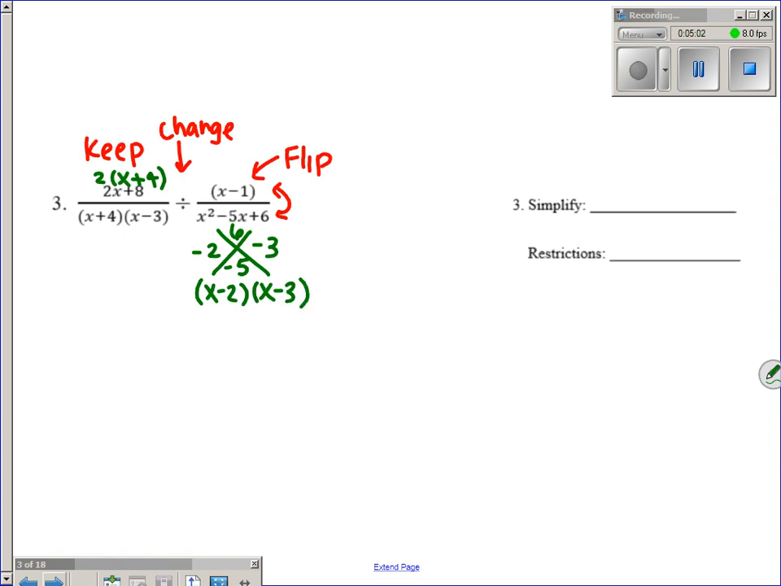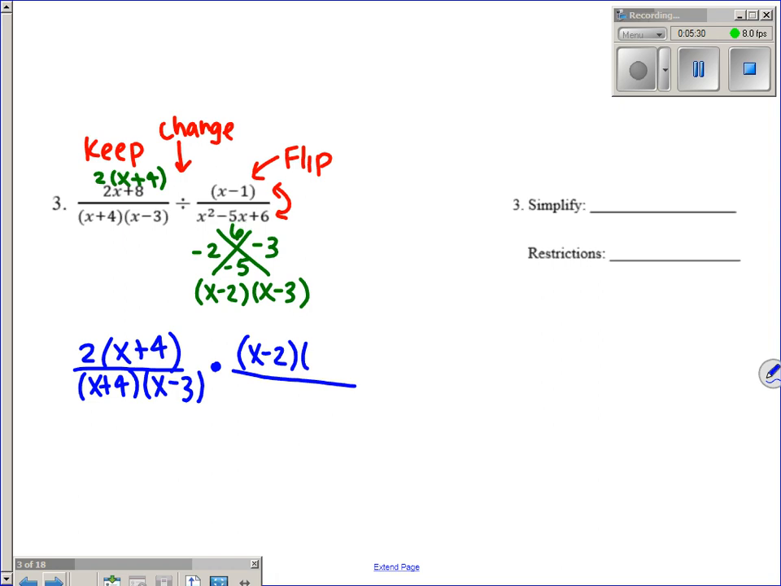Now, since I have so much written right here, I'm going to rewrite this to where it looks better. So in the numerator, I had 2x plus 4. Then I had x plus 4, x minus 3. I'm supposed to change my sign to multiplication and then flip the next one. So since on the denominator I got x minus 2, x minus 3, that's going to become the numerator. And then my x minus 1 comes on the bottom.